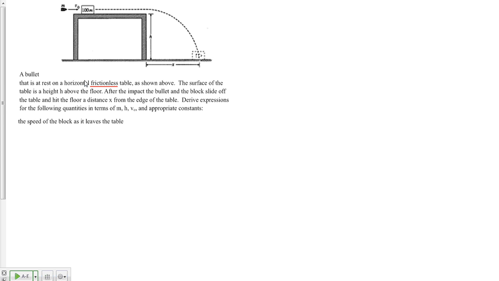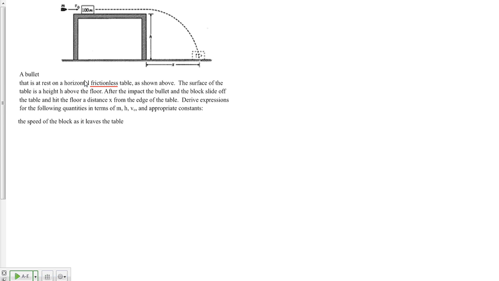The surface of the table is a height h above the floor. The impact of the bullet and the block slide off the table and hit the floor at distance x. So it's a projectile motion. A bullet striking a block, that's momentum. And as we find out later, there's going to be energy involved as well.